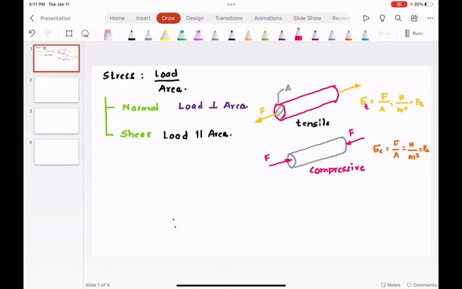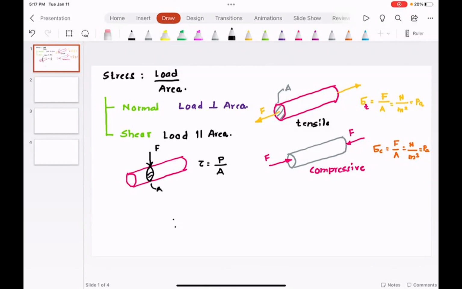For that, let me give you a simple example. Again, we have this rod, but the load is applied something like this. So this is load F, this is area A. And this is denoted as tau, which is F divided by A.